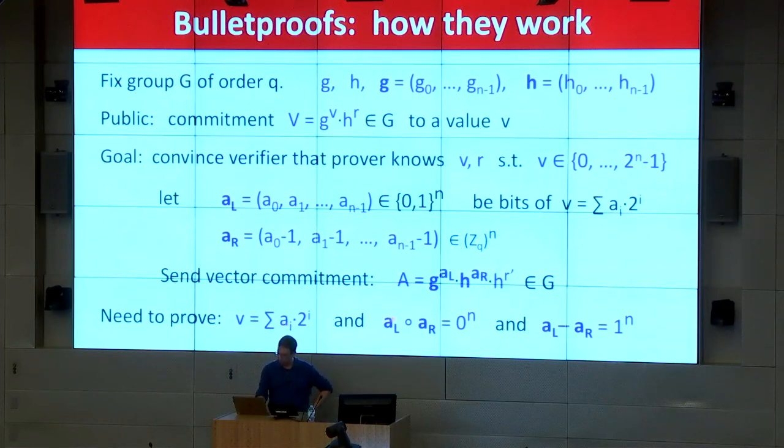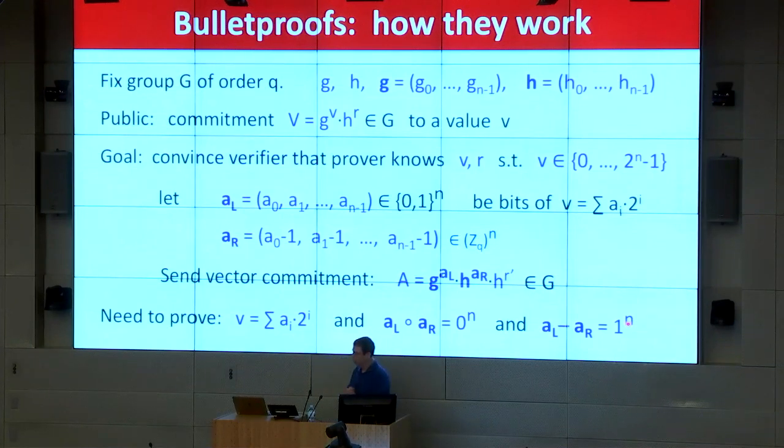So this is kind of a funny notation here. This is what's called a Hadamard product, which basically means we're looking at the component-wise product of AL and AR. So literally, we're multiplying A0 by A0 minus 1, A1 by A1 minus 1, and that gives us a vector of size n. So we're creating x times x minus 1 in every component, and we want to prove that's a vector of all zeros. That's the other thing we have to prove. And the last thing we have to prove is that, in fact, the difference of these two vectors is a vector of all ones. Those are the three things we have to prove. So far, so good?